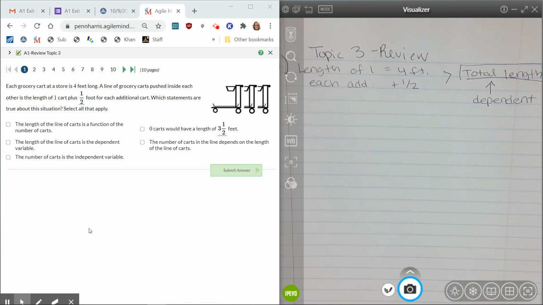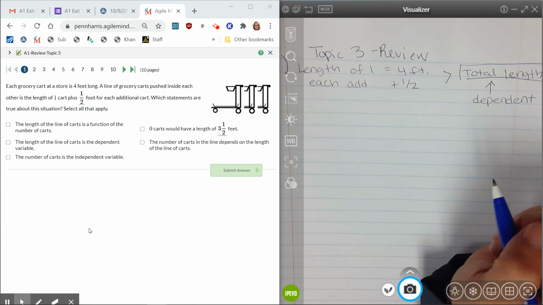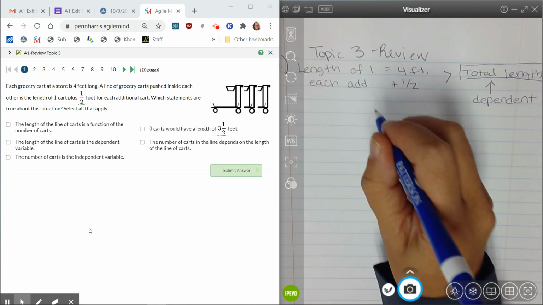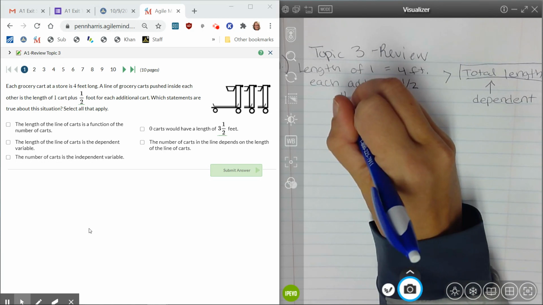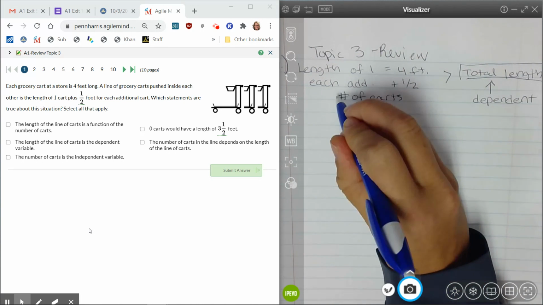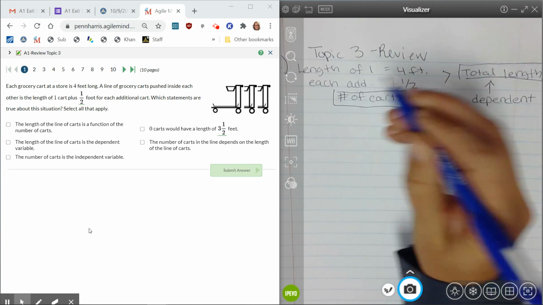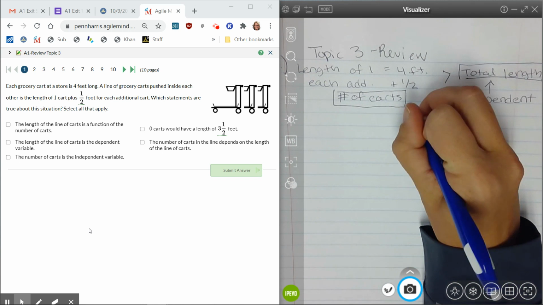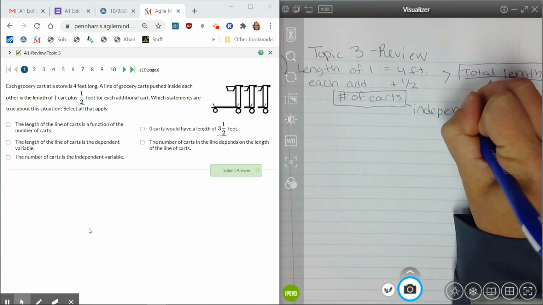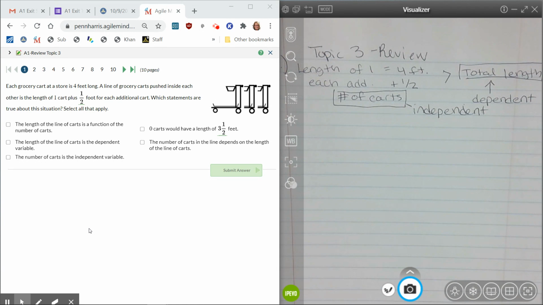Okay. So with that said, if total length is dependent, that is dependent on what? Well, it depends on how many carts are in the line. So the number of carts is our independent. Nothing's going to affect that. Independent. Okay, nothing affects the number of carts, but the number of carts affects the total length.